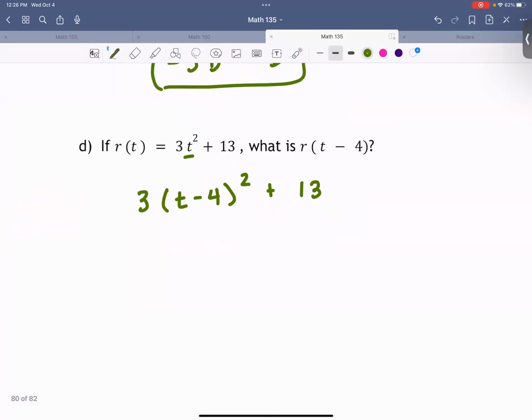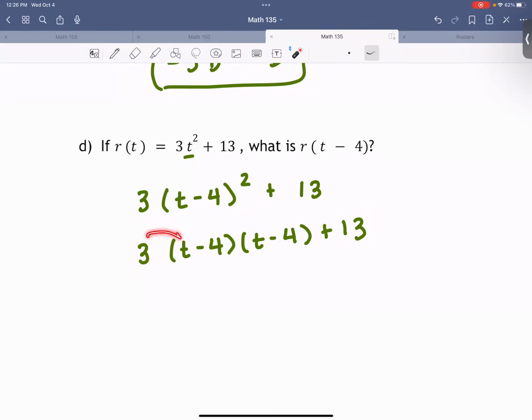Okay. Now, personally, I like writing the t minus 4 twice. I know a lot of you can do this in your head. Personally, I just always make a mistake if I don't write t minus 4 twice. It just really messes with my brain. So I'm going to write it twice, okay? And now, actually, you can multiply the 3 over, but I think it's easier to FOIL first and then multiply by the 3. So let's just FOIL first and see what happens.